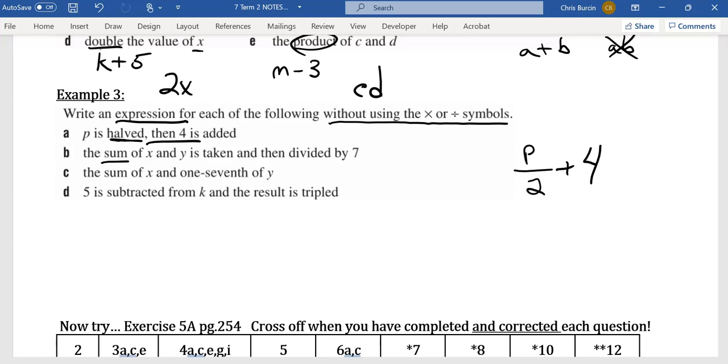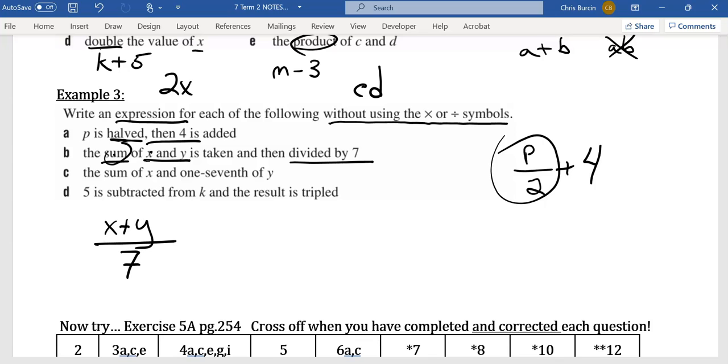The sum, what do we think of with sum? Sum is adding of x and y, and then that sum is divided by 7. So let's get it together. The sum of x and y is x plus y. Okie dokie. And then we have to divide it by 7. I wonder if I can use this idea for that. So x plus y divided by 7, sum of x and y, there we go, divided by 7.